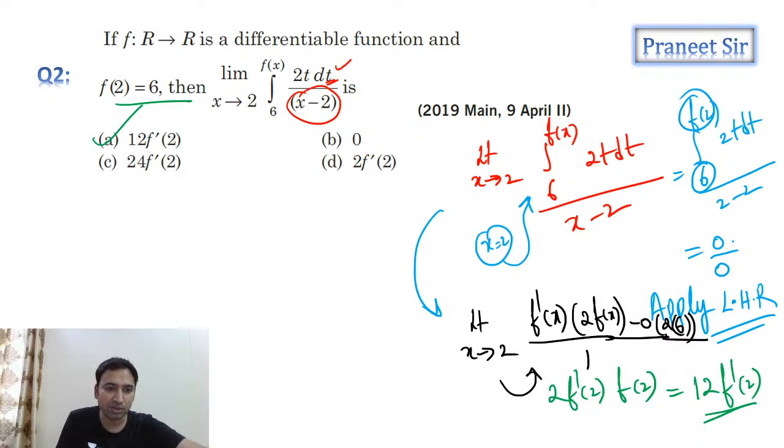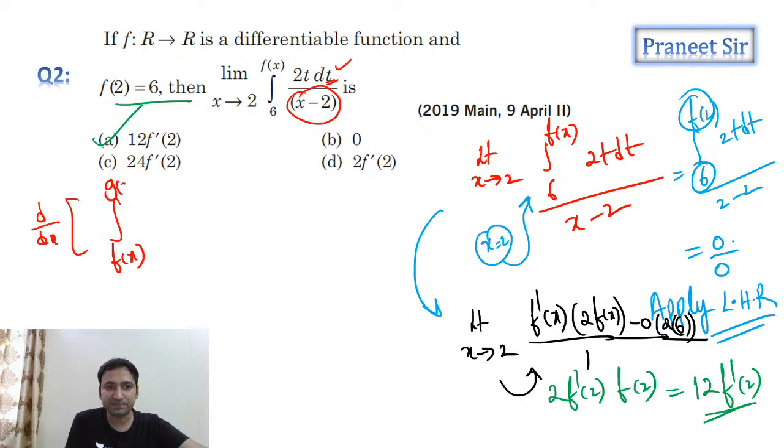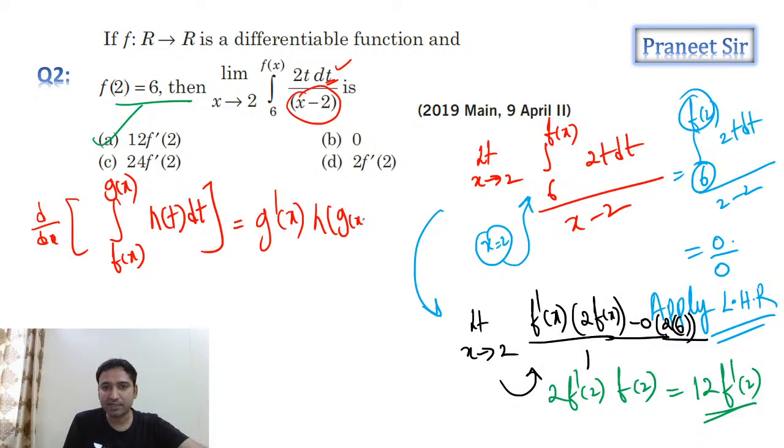By using Leibniz rule. So guys, let me tell you about Leibniz rule. Leibniz rule is, if you want to calculate the differentiation of the integral from f of x to z of x, let's say, of some h of t dt, how we can calculate it is: upper limit differentiation into, in place of t, substitute the upper limit, minus lower limit differentiation, in place of t, you substitute the lower limit. That's it. This is Leibniz rule.